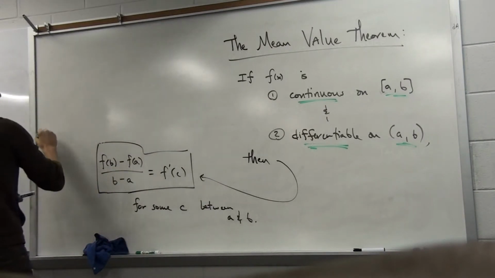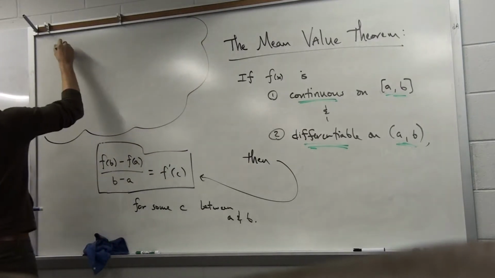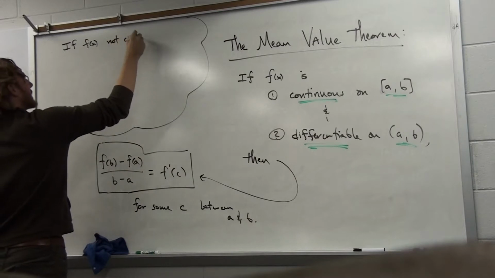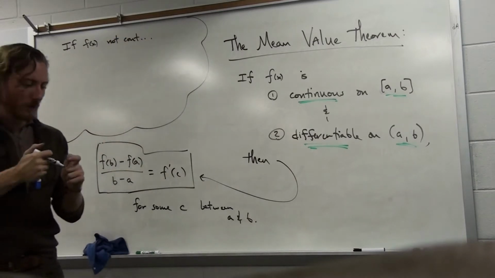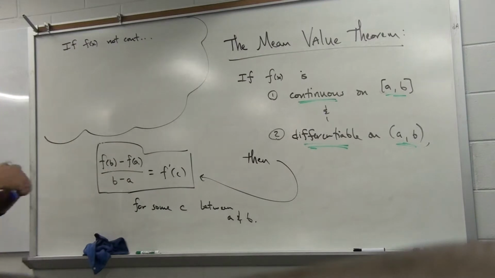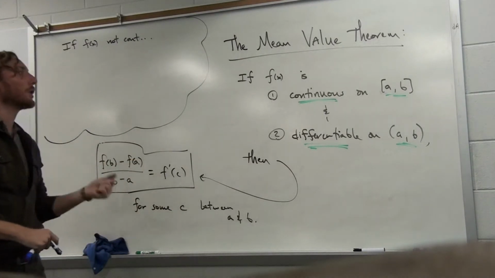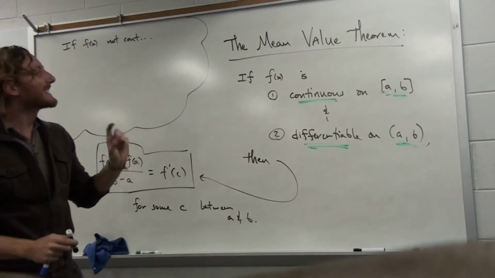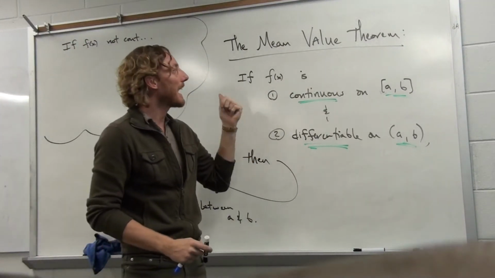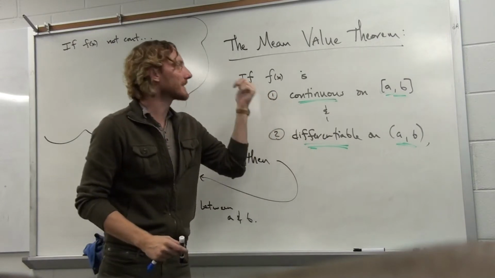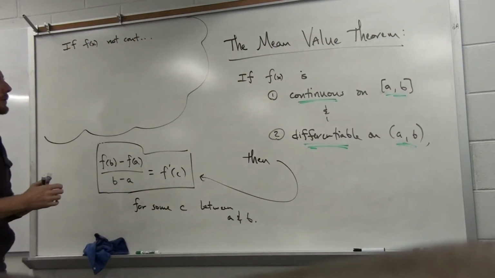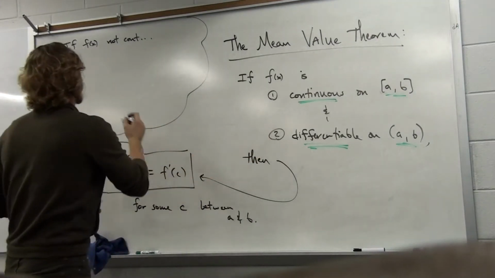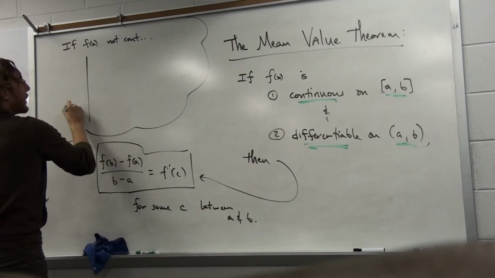Let's first deal with if the function is not continuous. Is it possible to break the mean value theorem? Is it possible for the mean value theorem to not hold if continuousness is not a part of our function? Or in other words, is it necessary that continuity be a characteristic of our function in order to get the result of the mean value theorem? And I claim that yes, being continuous is necessary. And here is an example to show it.